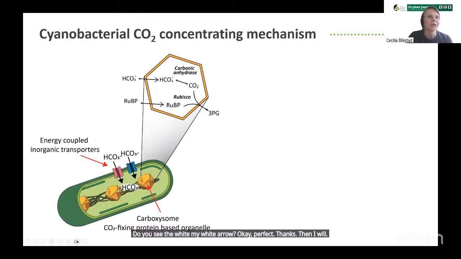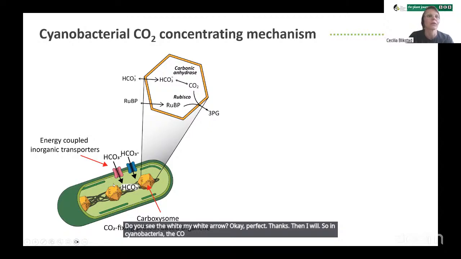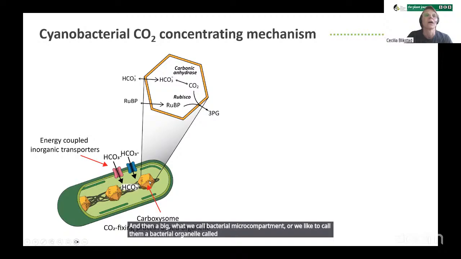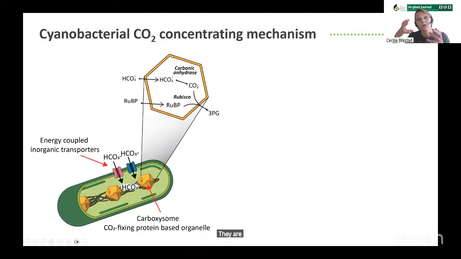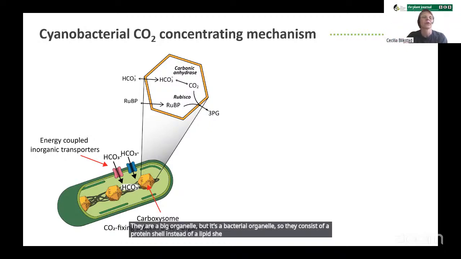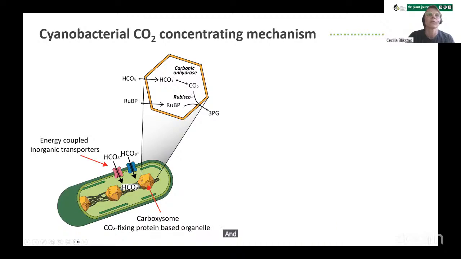So in cyanobacteria, the CO2 concentrating mechanism consists of energy-coupled inorganic carbon transporters, and then a big bacterial microcompartment, or we like to call them a bacterial organelle, called carboxysomes. And these carboxysomes are what I'm going to focus on today. They are a big organelle, but a bacterial organelle, so they consist of a protein shell instead of a lipid shell as in eukaryotic organelles. And then they are filled with Rubisco and an enzyme called carbonic anhydrase.